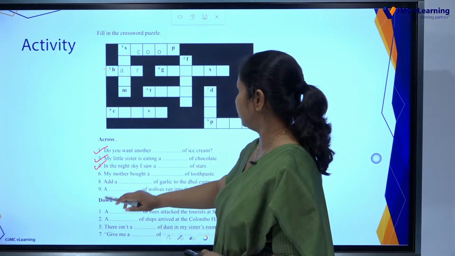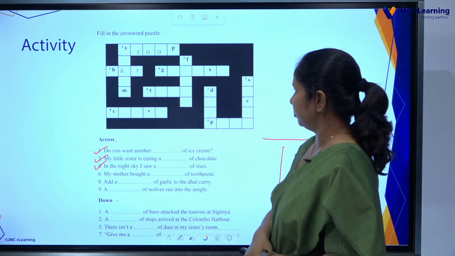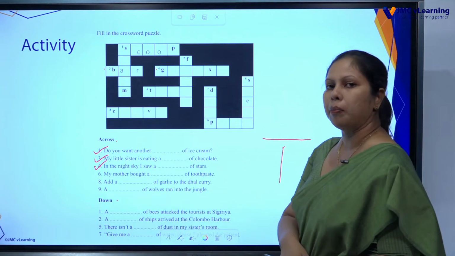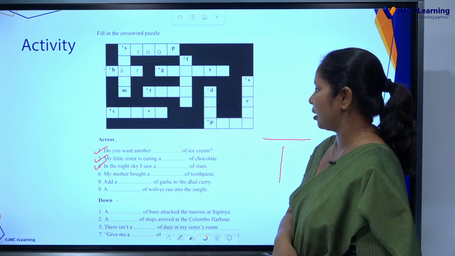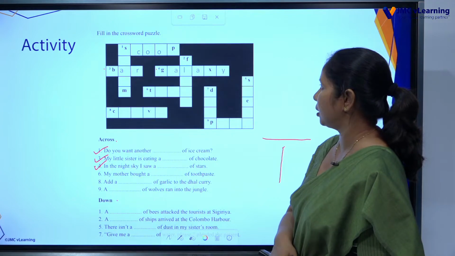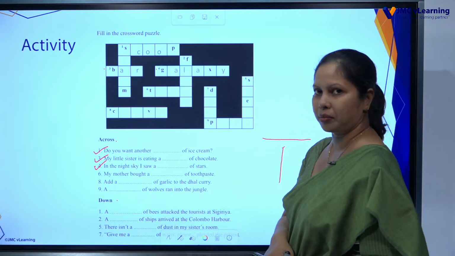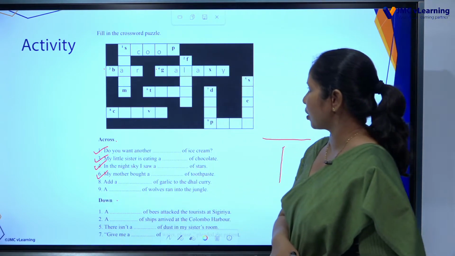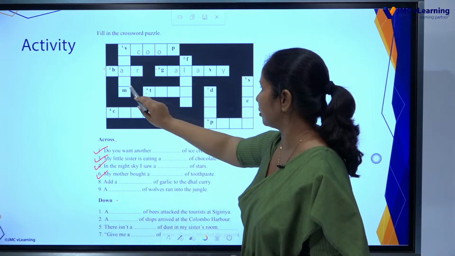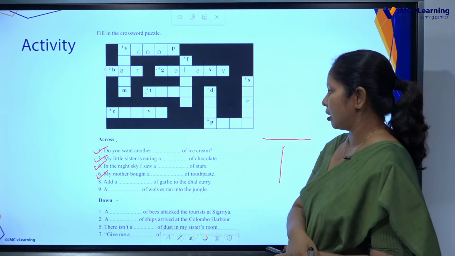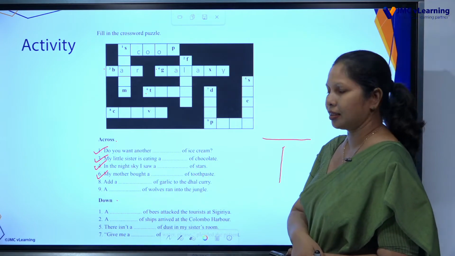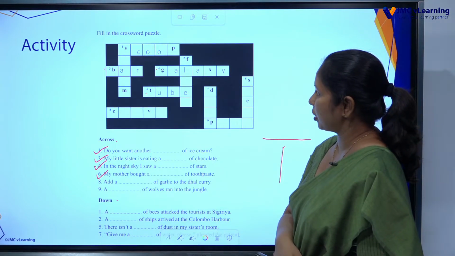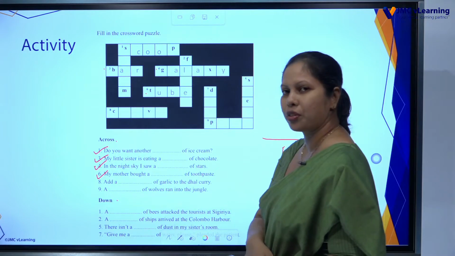Number 4, across, this one. In the night sky, I saw a blank of stars. In the night sky, I saw a galaxy of stars. Number 6, across. Here, this one. My mother bought a blank of toothpaste. The answer is, my mother bought a tube of toothpaste.